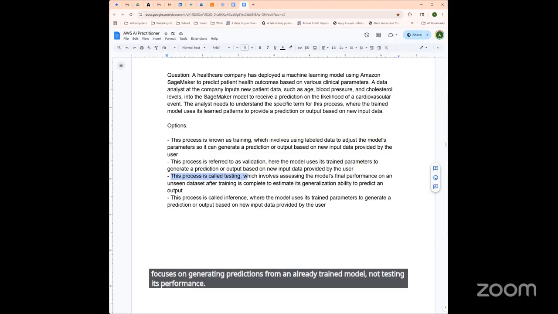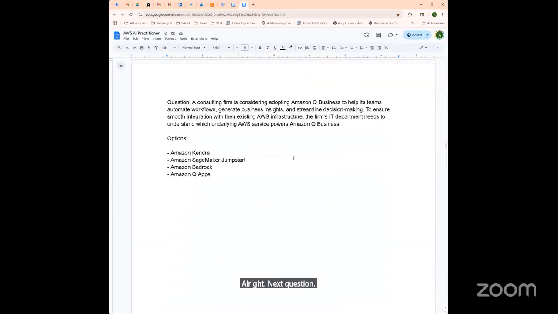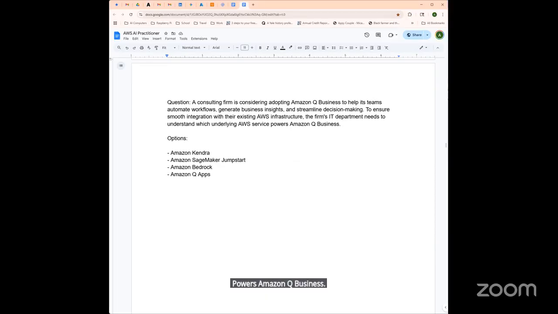All right. Next question. A consulting firm is considering adopting Amazon Q Business to help its teams automate workflows, generate business insights, and streamline decision-making. To ensure smooth integration with their current AWS infrastructure, the firm's IT department needs to understand which underlying AWS service powers Amazon Q Business. Okay, so the answer is going to be Amazon Bedrock. All right. So why is this correct?